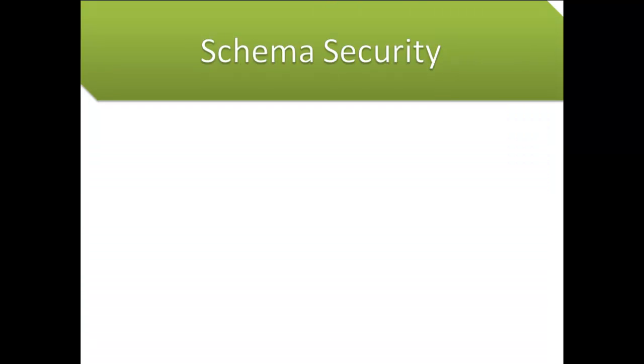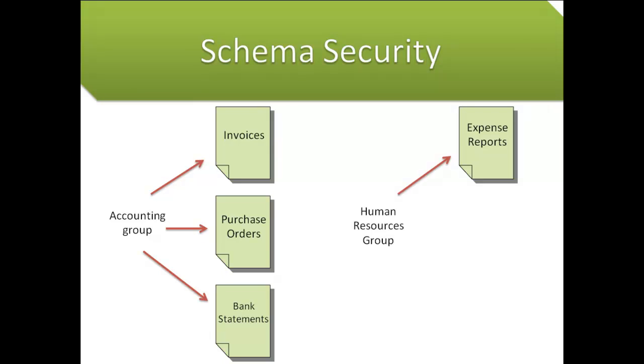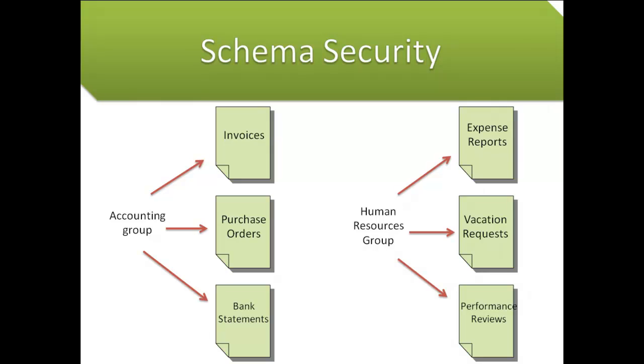Let's look at some schema types and their membership inside of a system. For example, users in the accounting group can be restricted to only add, search, and access financial document types, such as invoices, purchase orders, and bank statements. While users in the HR department can be restricted to only add, search for, and access only HR-type documents such as expense reports, vacation requests, and performance reviews.